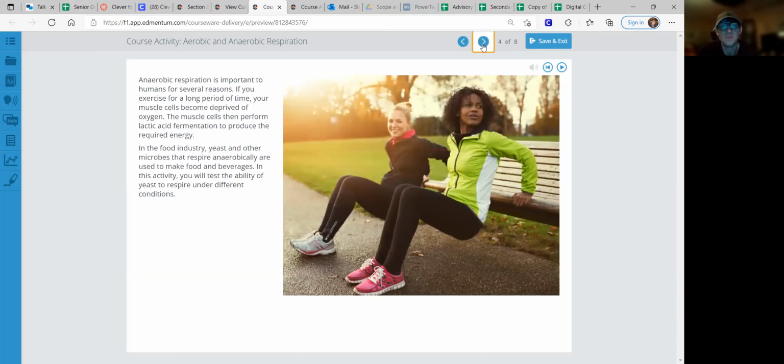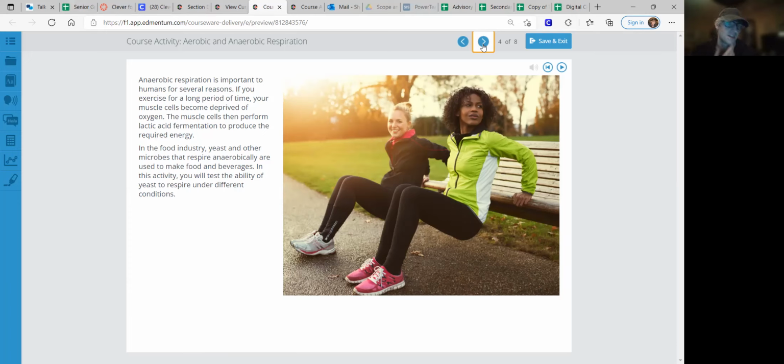Anaerobic respiration is important to humans for several reasons. If you exercise for a long period of time, your muscle cells become deprived of oxygen. The muscle cells then perform lactic acid fermentation to produce the required energy. So your muscle cells, they don't have oxygen anymore. And then this lactic acid fermentation is required to come up with the energy of whatever exercise or activity you are doing.